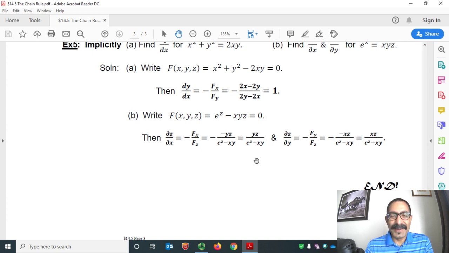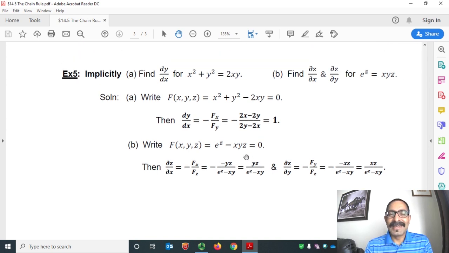Similarly, the partial derivative of z with respect to y turns out to be negative Fy over Fz, which equals xz over e^z minus xy. Great. So we finish this example as well as we finish this section on the chain rule. Thank you.